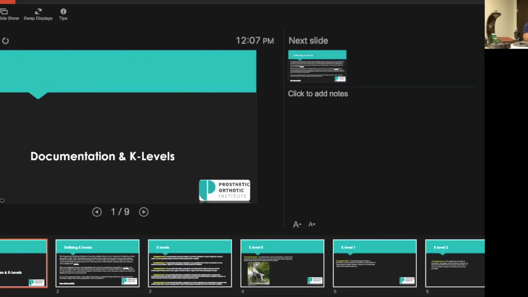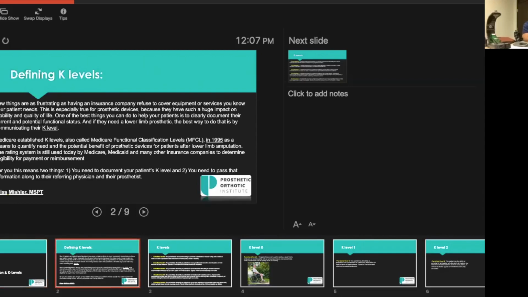So our next slide here is going to show us back around 1994, 95, Medicare designed a system that would help us as clinicians and help you as patients to understand the criteria you had to meet, certain spectrums, to get a prosthetic foot, a certain type of prosthetic foot.